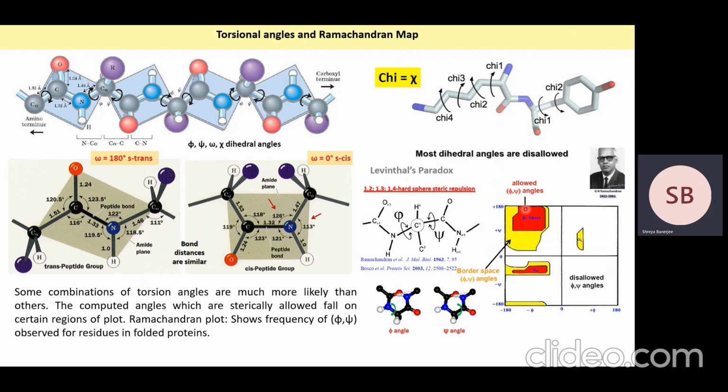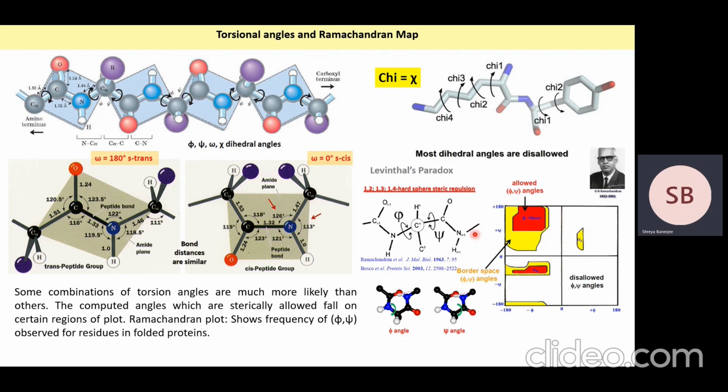The red regions are the allowed phi psi angles, and they constitute the beta sheet, which is in the top left part, and the alpha helix, which is in the bottom left part. The yellow regions are the border space, meaning that they are not as much allowed as the red regions, but they are still sterically allowed and not disallowed like the white regions. Within this border space, you can find the left-handed alpha helix in this yellow region at the bottom.